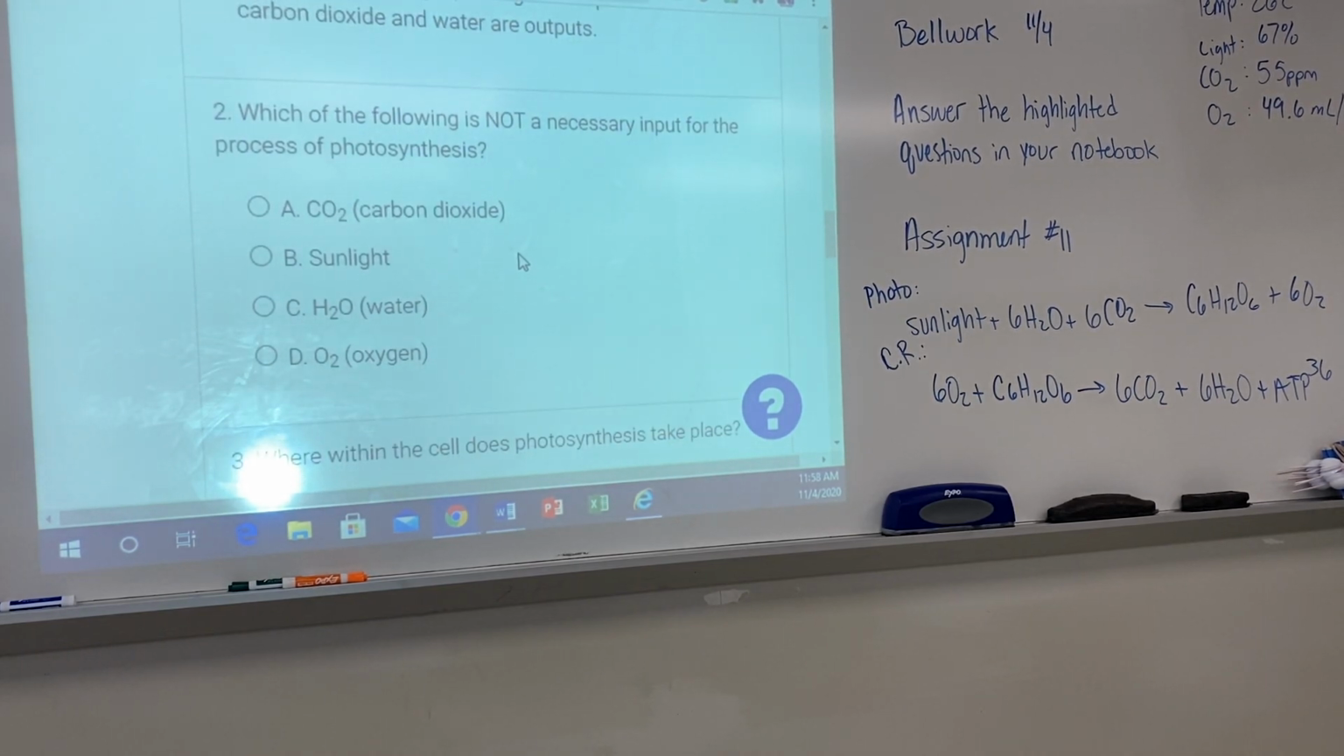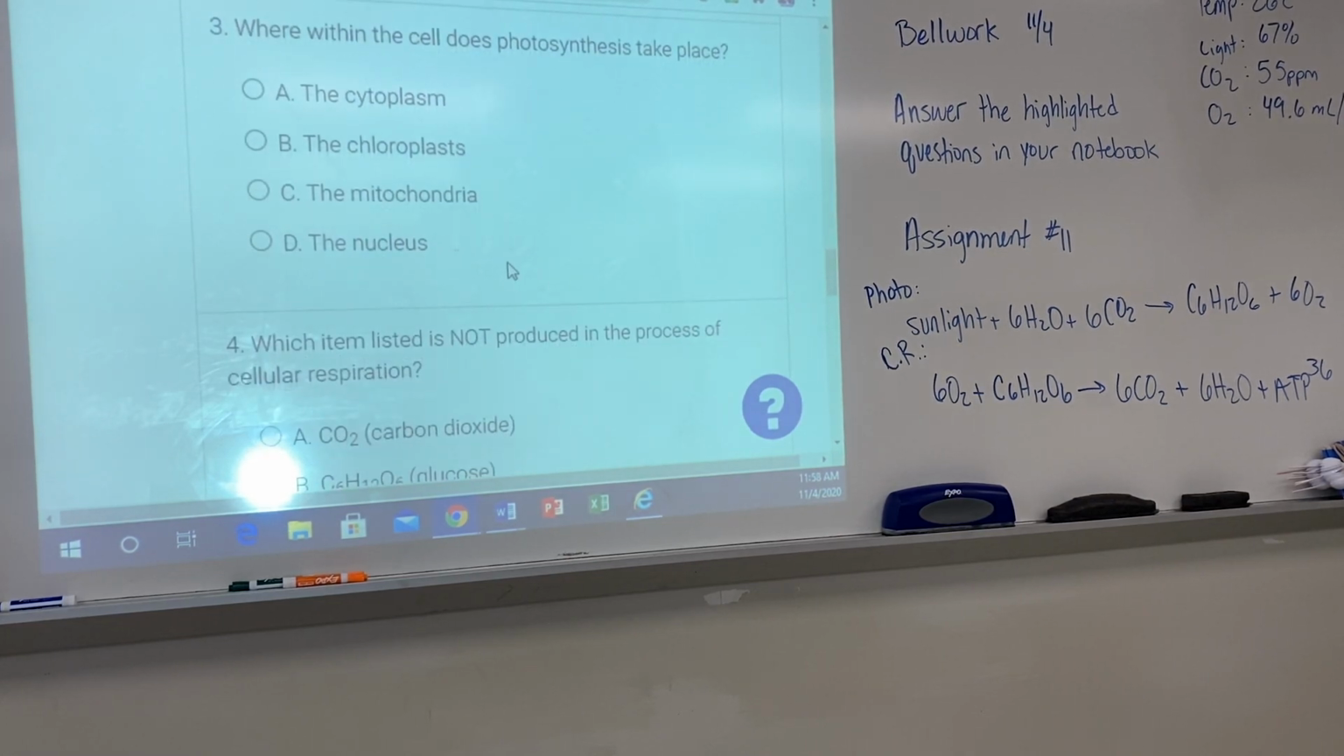Which of the following is not a necessary input for the process of photosynthesis? D, as in dog. We all agree it's D? Yeah. Right? Where within the cell does photosynthesis take place? Chloroplast. Where does photosynthesis take place? B. We all think it's B? Yes.